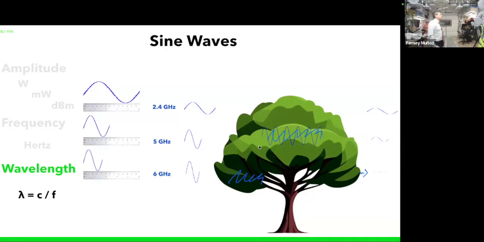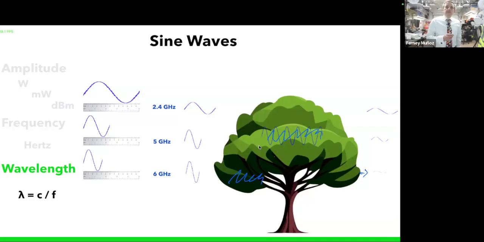Now, people say things that are wrong. They say, oh, yeah, 2.4 travels farther. No, they travel the same distance. And some people say, oh, 2.4 travels faster. That's why it goes to longer distance. No, they all travel at the same speed, the speed of light. Okay? There's going to be a couple of things. We're going to cover more of this later, but let me just tell you right now.